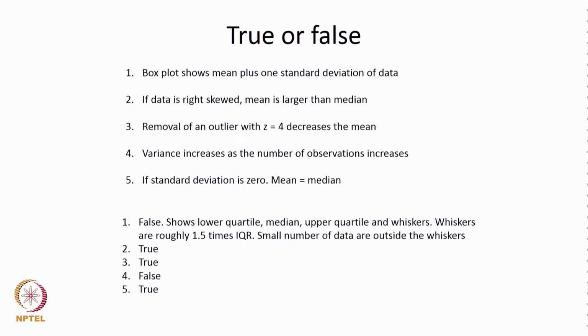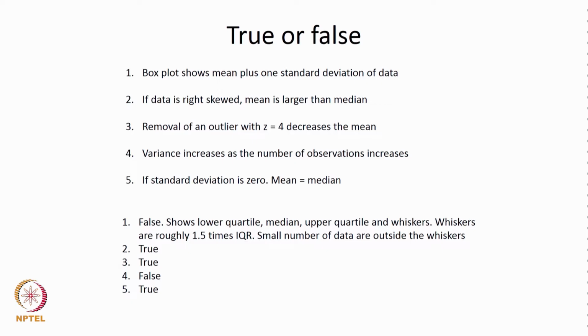Removal of an outlier with z equal to 4 decreases the mean. Actually, we have not yet discussed z equal to 4 in great detail, but I did make a mention that z in the previous slide, that z comes from the normal distribution. So, z equal to 4 in a bell shaped curve is a point which is pretty much to the right, which is much higher than the mean, and therefore, if we remove a number which is much higher than the mean, it is quite likely that the new computed mean reduces, and therefore, the answer is true.